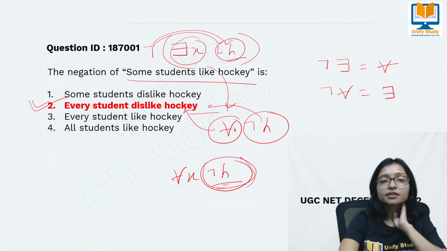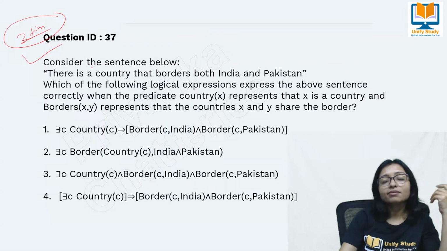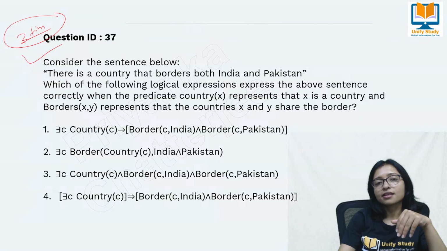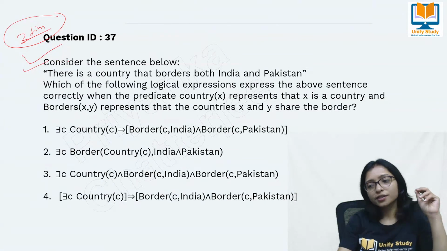Okay, Harshda. Now this question was repeated two times. Two times they repeated the same question. One time they gave India and Nepal, another time they gave India and Pakistan. So it is a very important, very popular question. Do the answer.